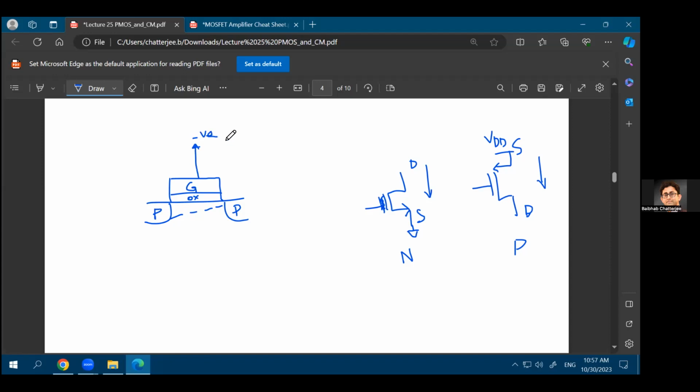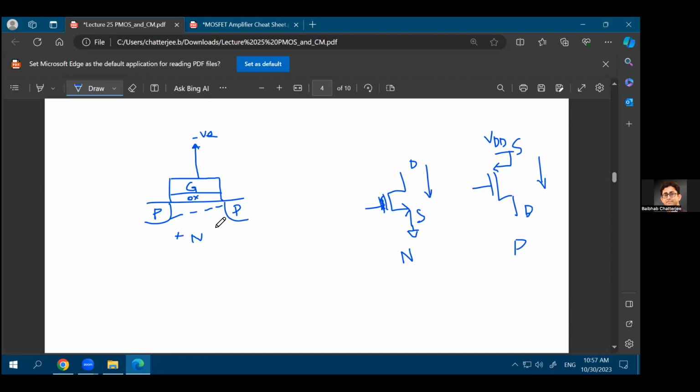And why do you want a negative voltage at the gate? Because you want to attract holes into the channel region. Remember that P-type semiconductor has abundance of holes. But in between, you have an N-type semiconductor, which has abundance of electrons. So you want to invert that. You want to create a channel, and you want to create a channel by attracting more holes.